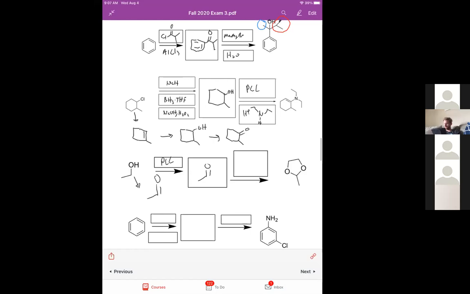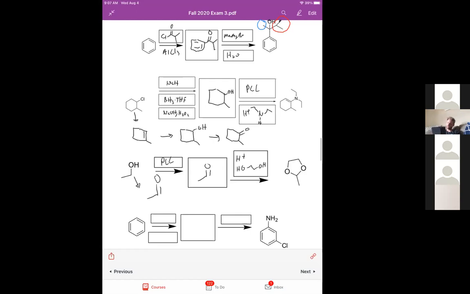From this point, we're trying to form a cyclic acetal, so we need to add in a diol. H plus, we've got 2 carbons in between our diol. Should add this here.